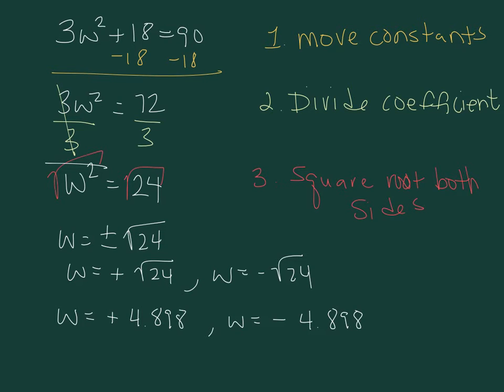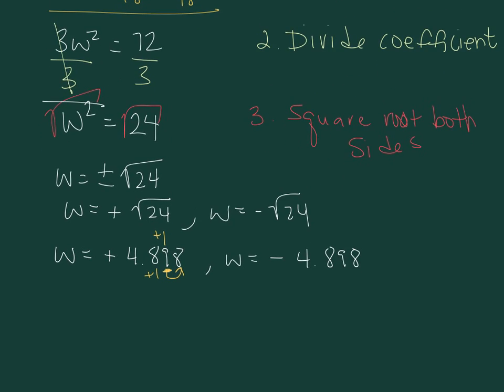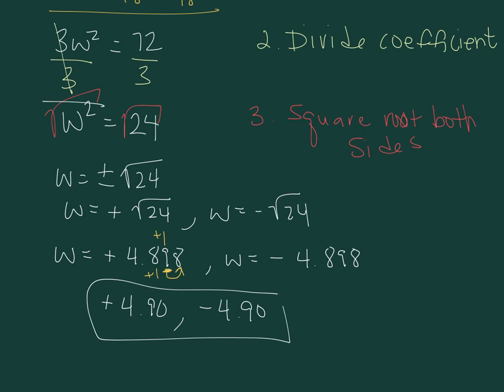Now, this needs to be rounded to the nearest hundredth, so I underline, look next door, that's 5 or greater. I add 1 more to the 9, which makes it a 10, which then means I have to add 1 more to the 8 to make it a 9 because it travels forward. So what I'm going to get now is plus 4.90, comma, negative 4.90. And that's your answer.